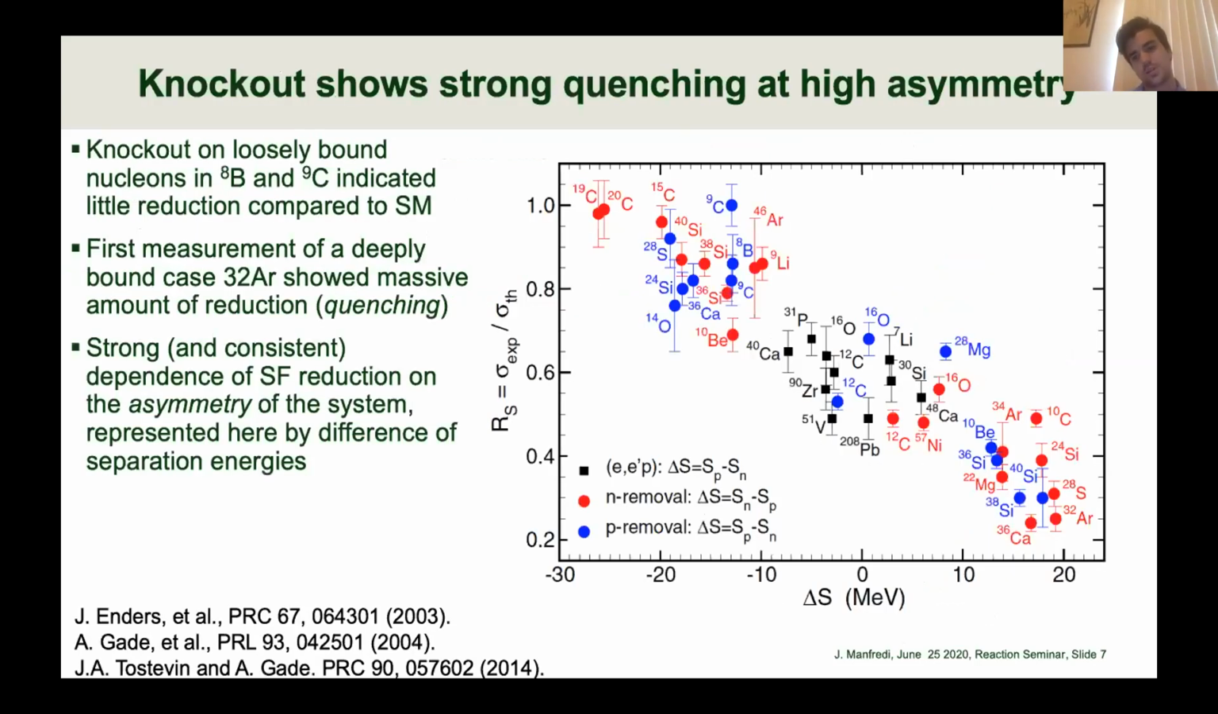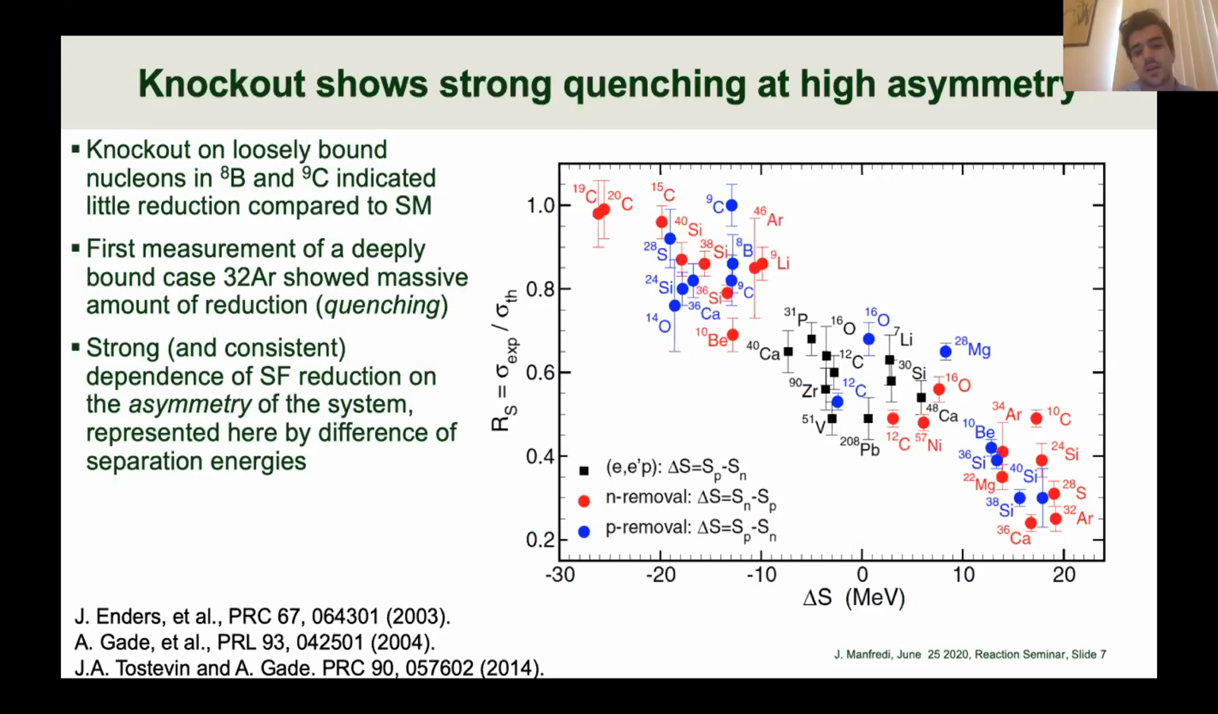So once knockout allowed all of these new systems to be available, people started to explore that. And so there were some measurements in boron-8 and carbon-9 by Enders et al. that showed for these really loosely bound nucleons, there was very little reduction compared to the shell model, less so than in the case of stable nuclei measured with (e,e'p). And on the other end, when you're looking at deeply bound nucleons, a measurement of argon-32 by Gade and collaborators showed a massive amount of quenching. The experimental cross-section was only about 25% of the theoretical expectation.